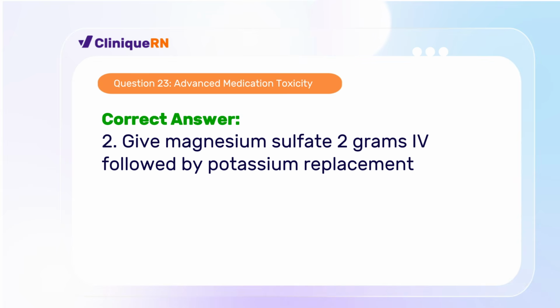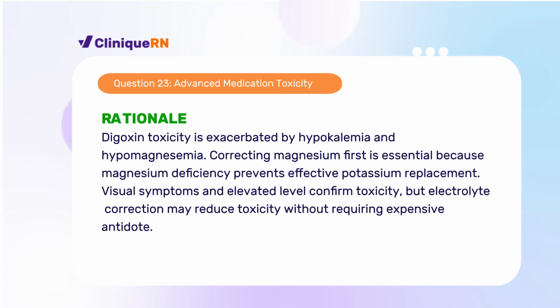The correct answer is 2. Give magnesium sulfate 2 grams IV, followed by potassium replacement. Rationale. Digoxin toxicity is exacerbated by hypokalemia and hypomagnesemia. Correcting magnesium first is essential because magnesium deficiency prevents effective potassium replacement. Visual symptoms and an elevated level confirm toxicity, but electrolyte correction may reduce toxicity without requiring an expensive antidote.